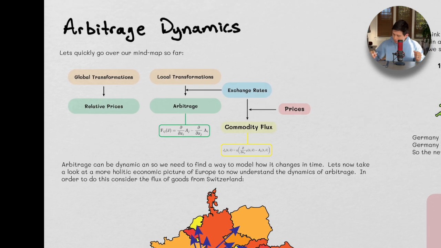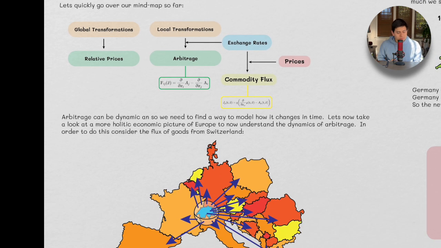Arbitrage can be dynamic though. We're saying it's an invariant property of local transformations, but it can be dynamic in time. The dynamic nature of the arbitrage is still there. It's just that the dynamic nature doesn't depend on the local transformations. In other words, the local transformations don't drive the dynamics of the arbitrage, but nevertheless, the arbitrage can be dynamic. It's just invariant under local transformations. So we need to find a way to model how it changes in time.